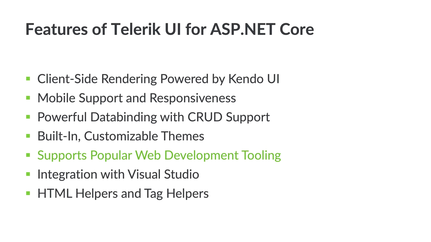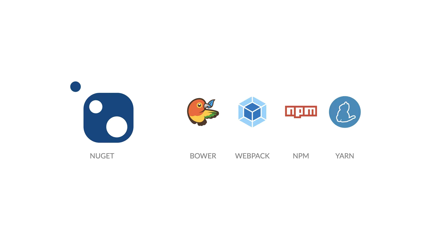Supports popular web development tooling. Telerik UI for ASP.NET Core allows you to take advantage of popular web development tools. To support this, we provide front-end libraries through NPM. Alternatively, you can use Bower. You can also make use of tools like Yarn or Webpack as part of your client-side development.